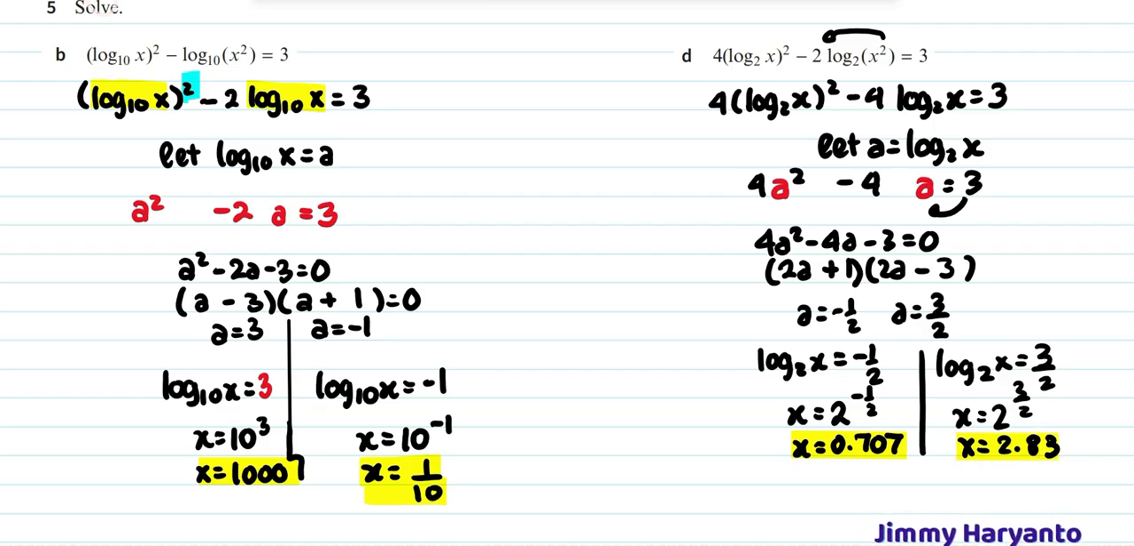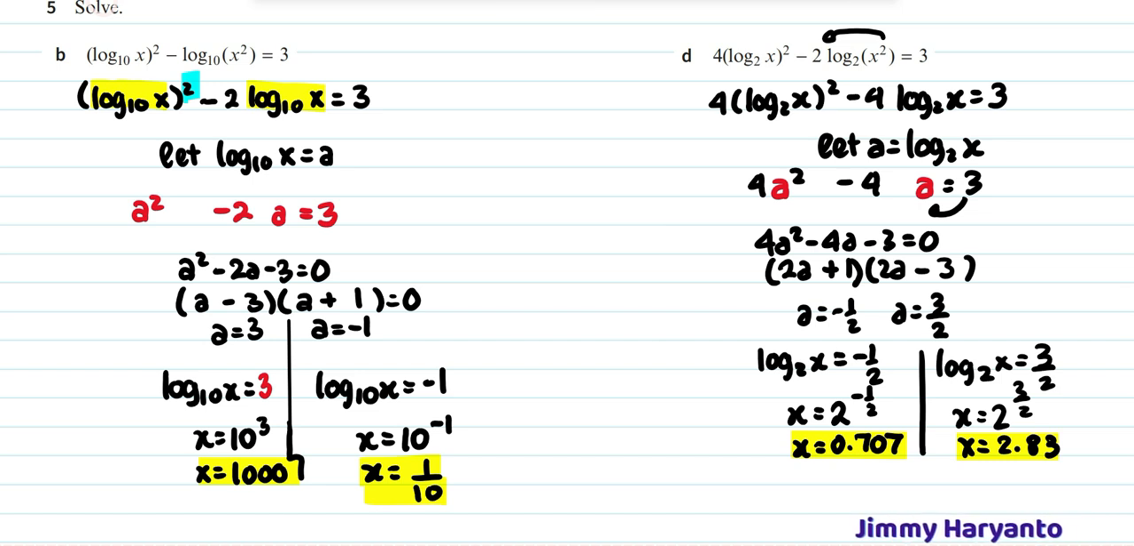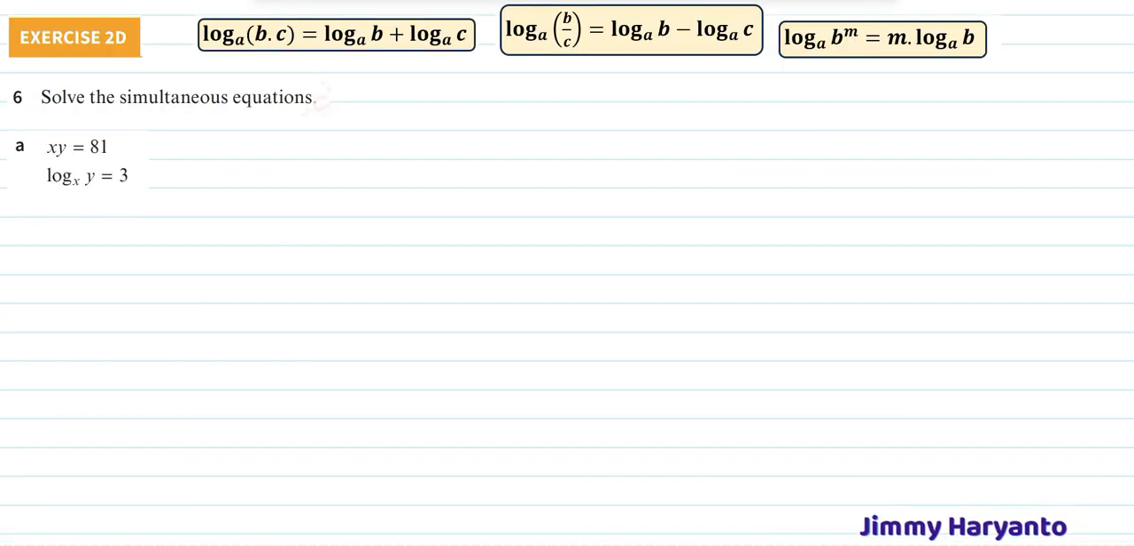Okay, so this is the final answer, 0.707 and 2.83. As you can see, if we input it into the expressions, it will give you positive numbers for both of them. That means both of them are the solution. And then next is question 6, solve the simultaneous equations.